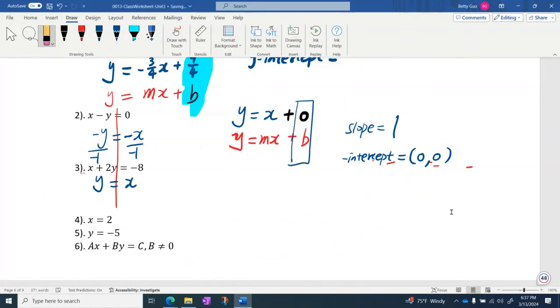Now let's look at number 3. Number 3, the equation is, let me get more space.